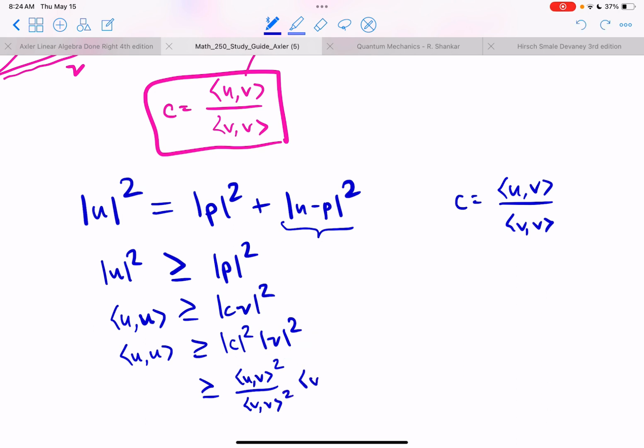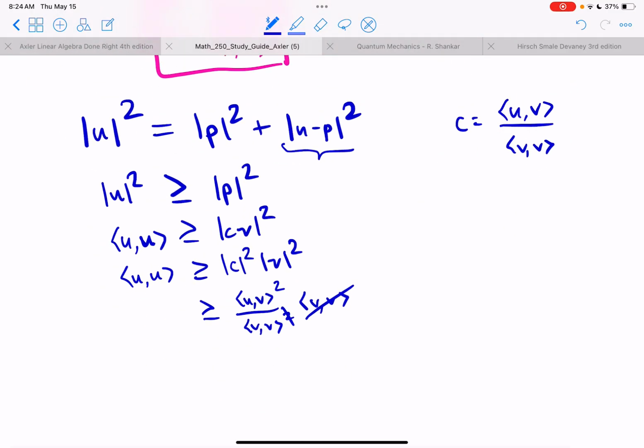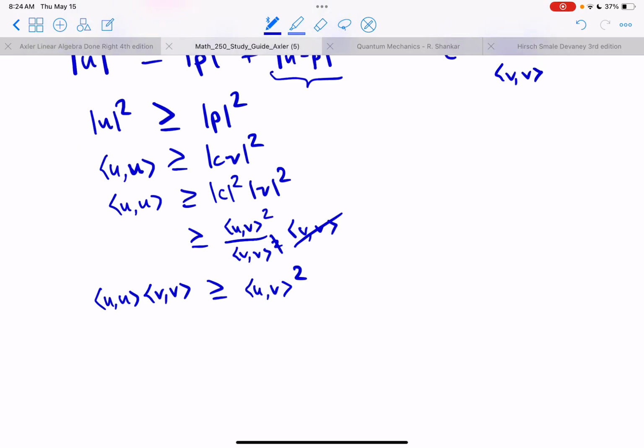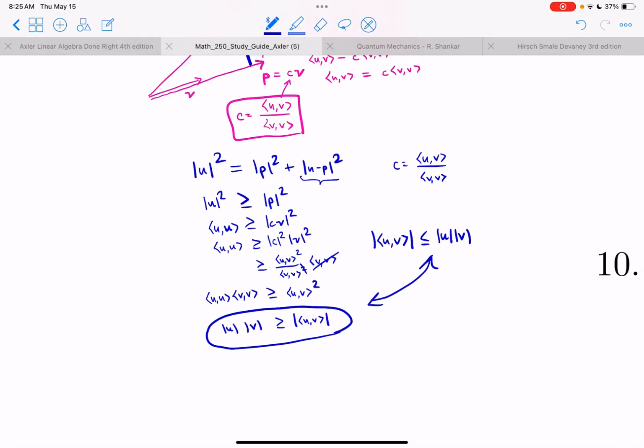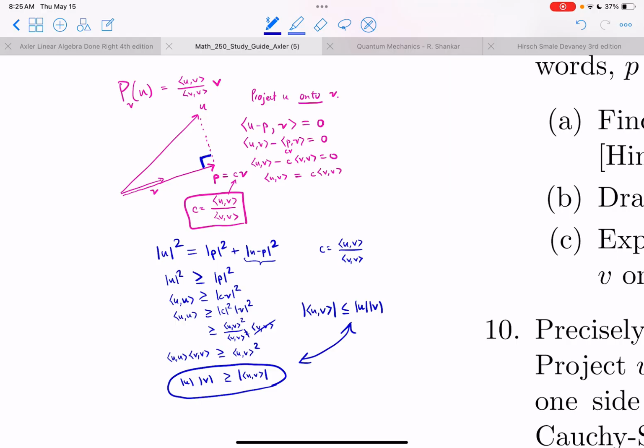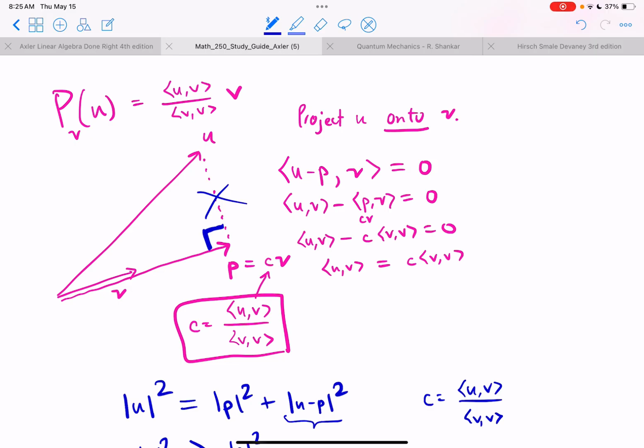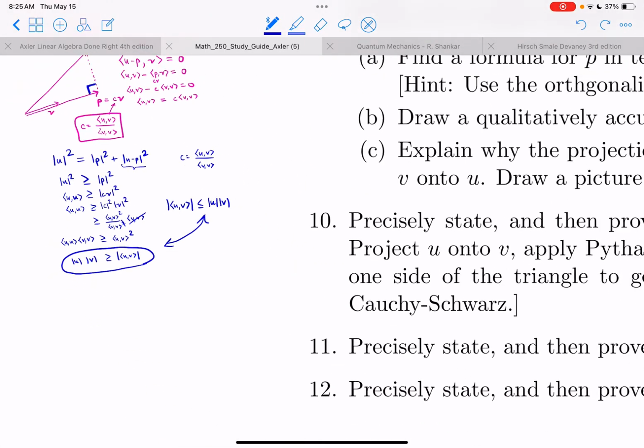And v squared is v·v. So one of these will cancel one of those. And we multiply this to the other side. And we'll get u·u times v·v greater than or equal to (u·v) squared. And now I'm going to just take the square roots of both sides. And what I get is that the absolute value of u·v is going to be less than or equal to the norm of u times the norm of v. Usually I think it's stated the other way around, that this is less than or equal to that. Obviously, these are equivalent. So, in my mind, the easiest way to prove Cauchy-Schwarz is to think about projection and just throw away one of the sides of a Pythagoras triangle. Okay, and out pops Cauchy-Schwarz.